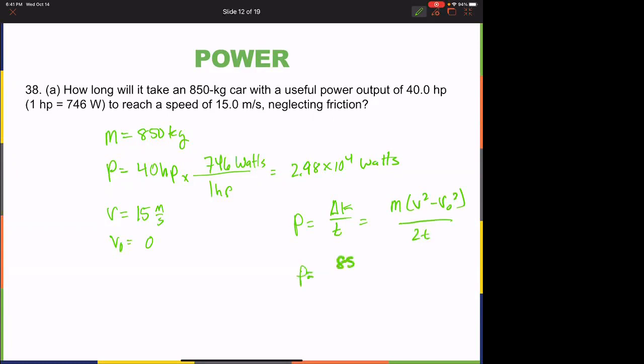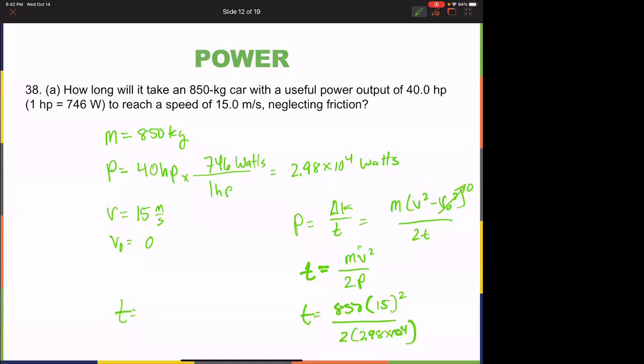P equals 850 times 15. Oh, excuse me, we're looking for time. Let me redo this. Our goal is to find the time, how long. So we want to rearrange. t equals m v squared over 2P, because v naught is 0. So t equals 850 times 15 squared over 2 times 2.98 times 10 to the fourth. And t is going to equal 6.4 seconds, 6.41 seconds.